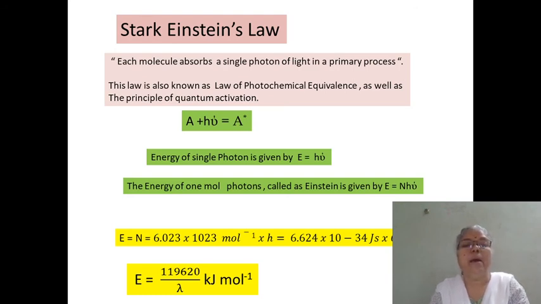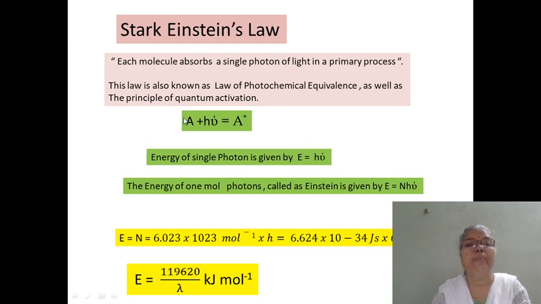Then the last point of the laws of photochemistry, that is the Stark-Einstein law. You know that this law is also called the law of photochemical equivalence. The statement of this law states that each molecule absorbs a single photon of light in a primary process, and this law is also known as the law of photochemical equivalence as well as the principle of quantum activation. And this Stark-Einstein law is explained as follows.